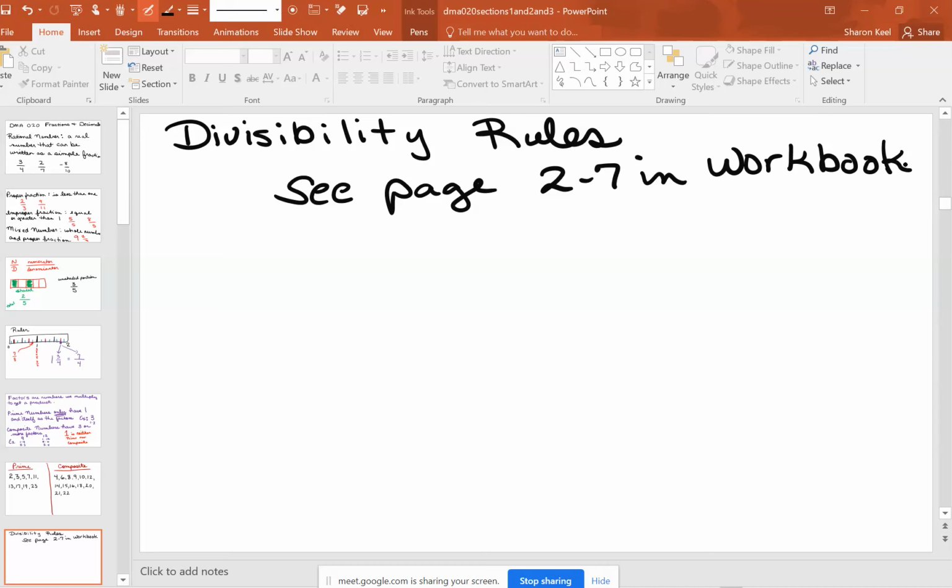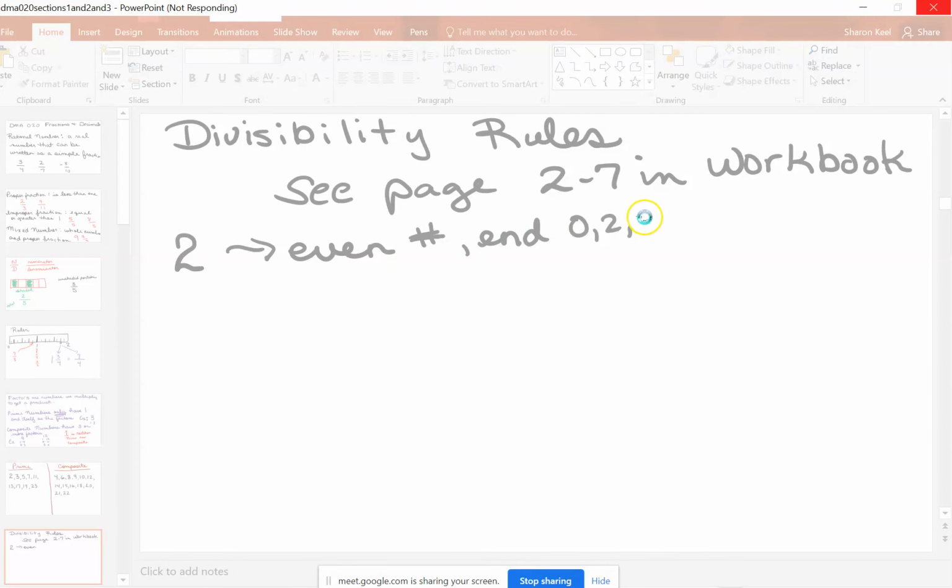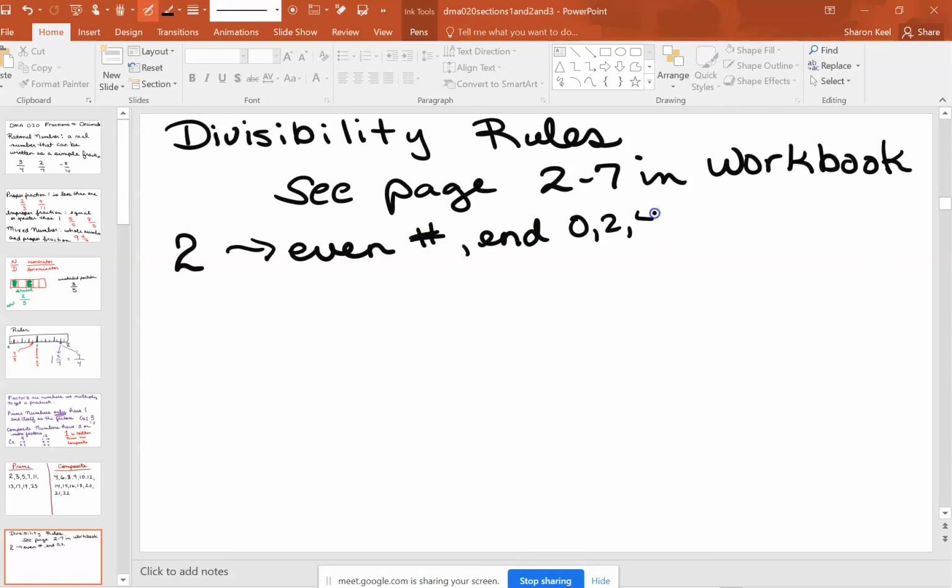If you were to have the number 2, if something is divisible by 2, it's divisible by 2 if it is an even number. An even number is going to end in either 0, 2, 4, 6, or 8. So if you have a number that ends in any of those digits, it's divisible by 2.